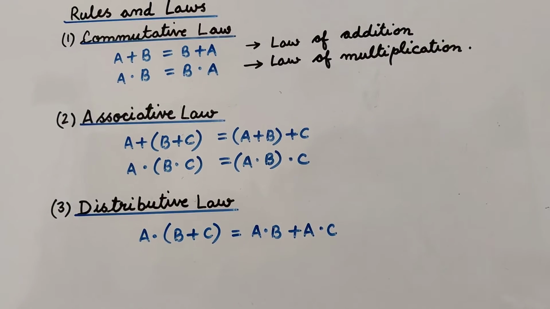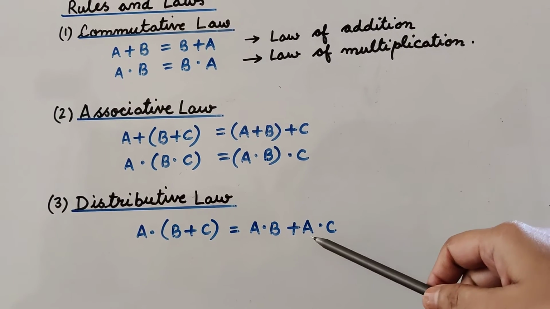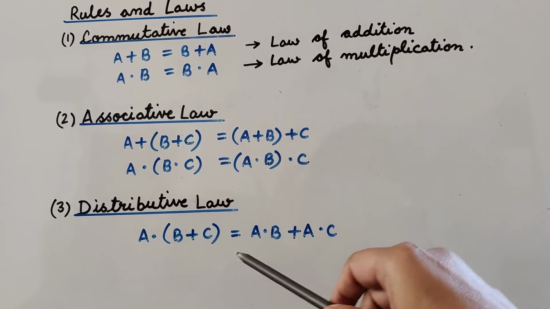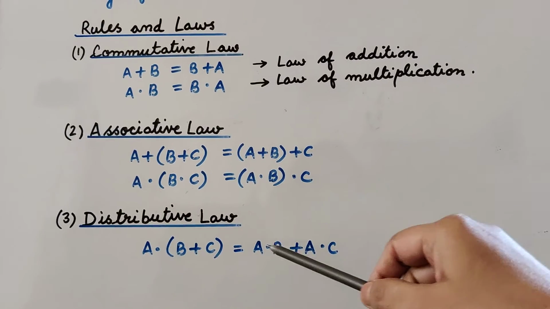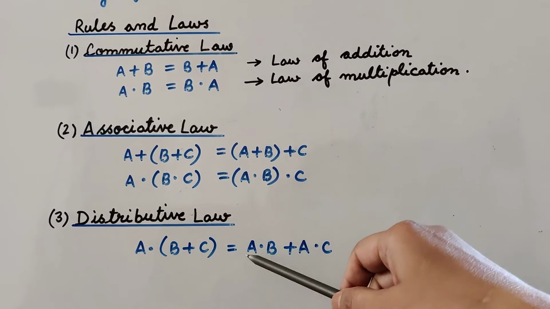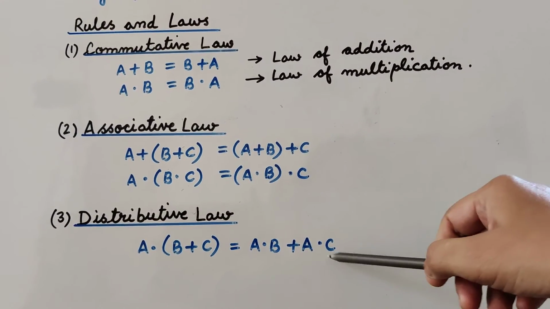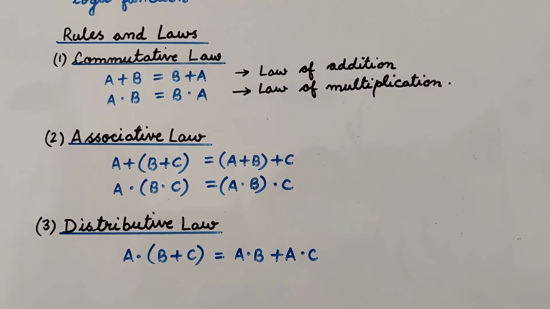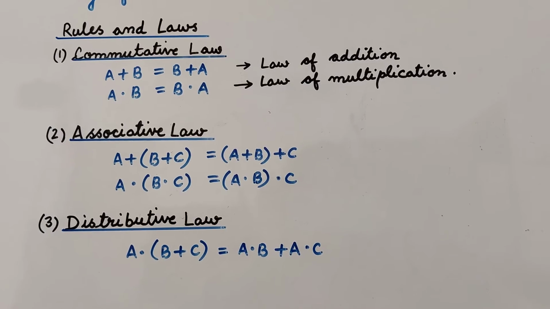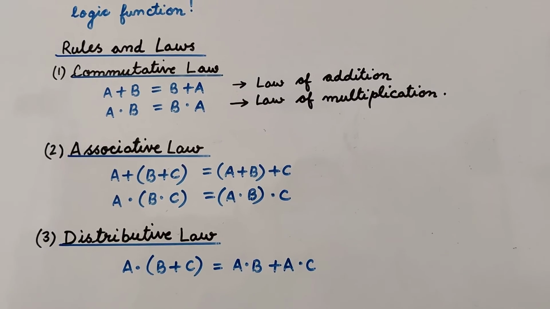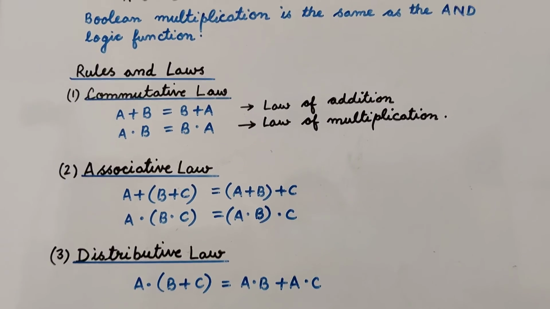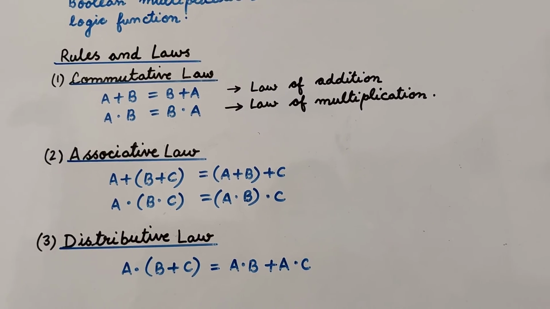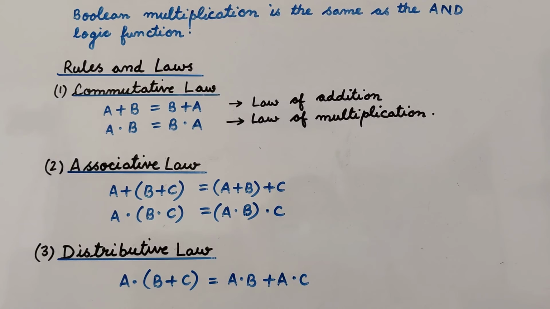And the third law is the distributive law. According to the distributive law, this condition should be satisfied. That is, A dot (B plus C) will be equal to A dot B plus A dot C. So these are the laws used in Boolean algebra. By making use of all these rules and laws, we can simplify any logical function.